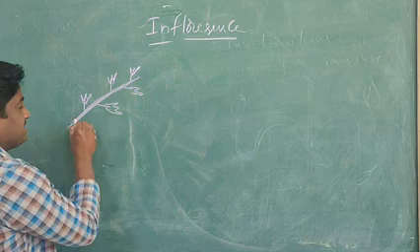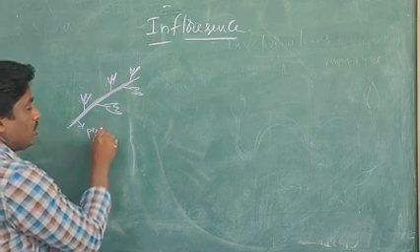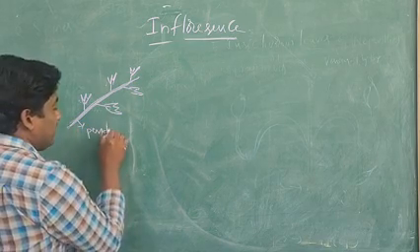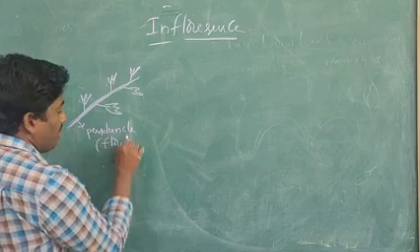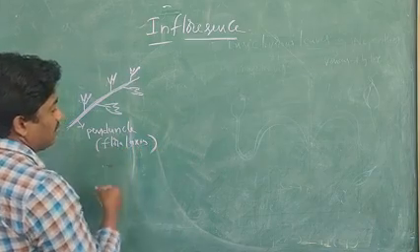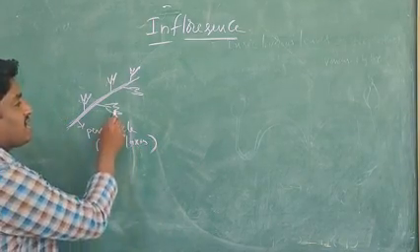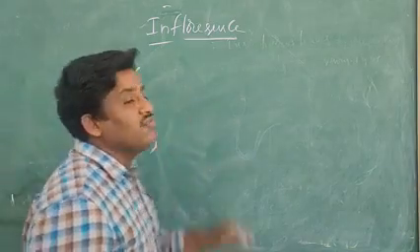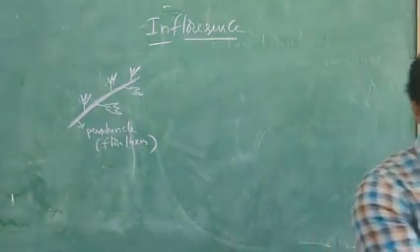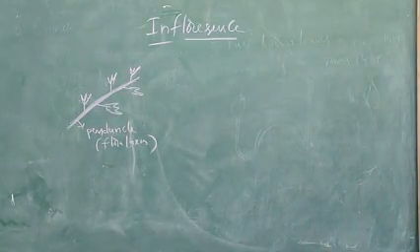This is the floral axis. Another name we call it is peduncle, or floral axis. The arrangement of flowers on the floral axis we call inflorescence. That's what you call inflorescence.